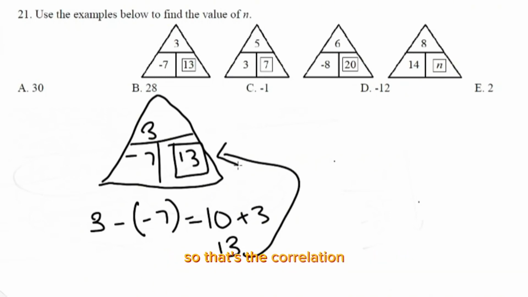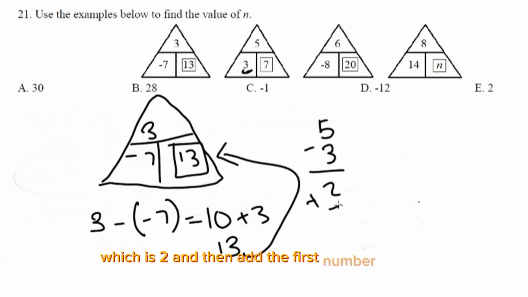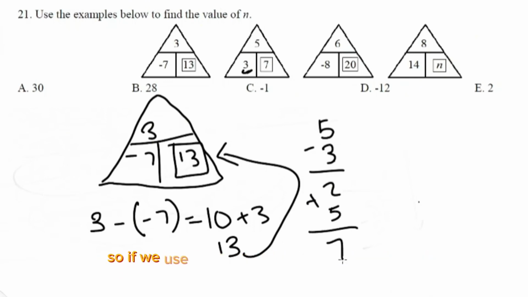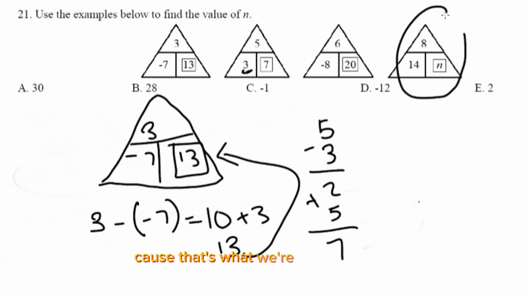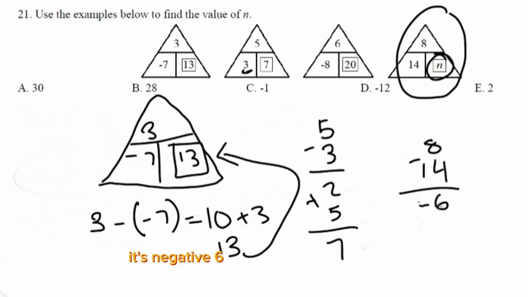So that's the correlation. All you're doing is taking this top number, so in the next one, let's say 5, and then subtracting the second number, let's say 3, which is 2, and then adding the first number. That's 7. So if we use this pattern for this one right here, because that's what we're trying to solve, we're trying to solve for what n is. We can see 8 minus 14, that's -6, and then -6 plus 8, that's 2.